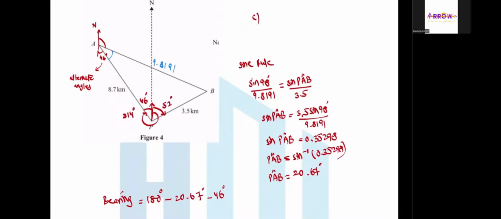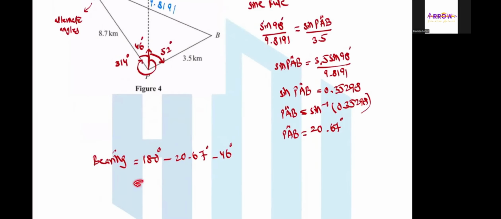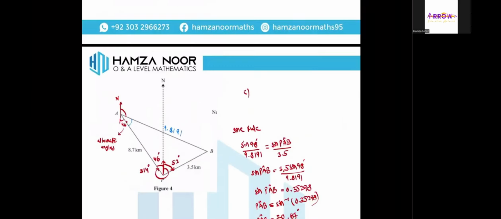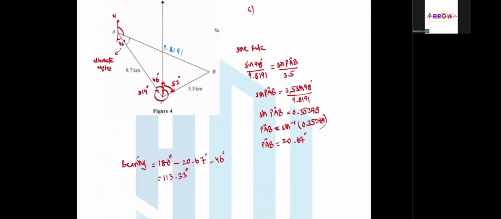So 180 minus 20.67 minus 46 degrees. This is supposed to be 113.33. So the bearing is 113.33 degrees, and we need to give our answer correct to the nearest degree. So this is 113 degrees.